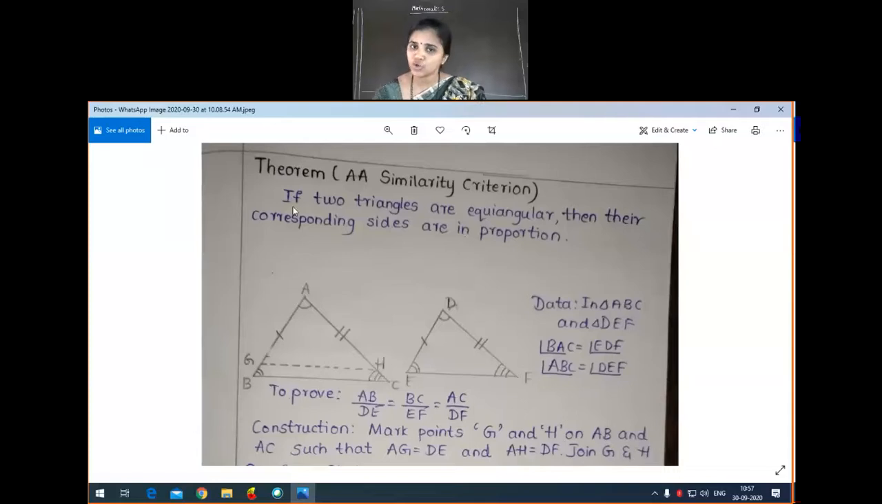If two triangles are equiangular, the first criterion is the AAA criterion. According to that, if three angles of one triangle are equal to three angles of the other triangle, then automatically the three sides are in proportion. How is it possible? That we have to prove in the theorem. If two triangles are equiangular, then their corresponding sides are in proportion. This is the statement.